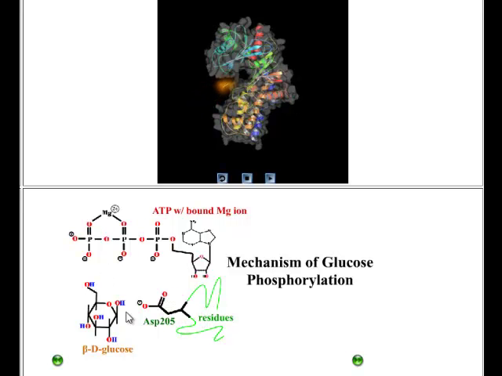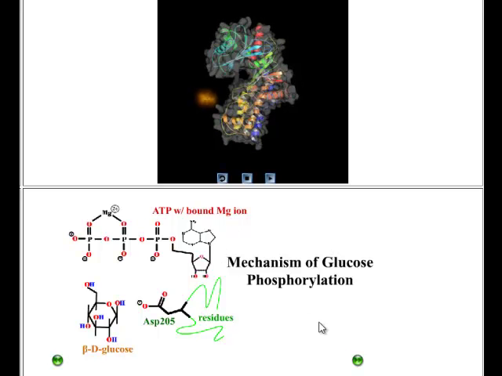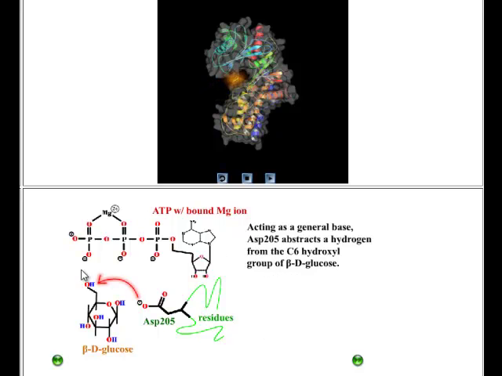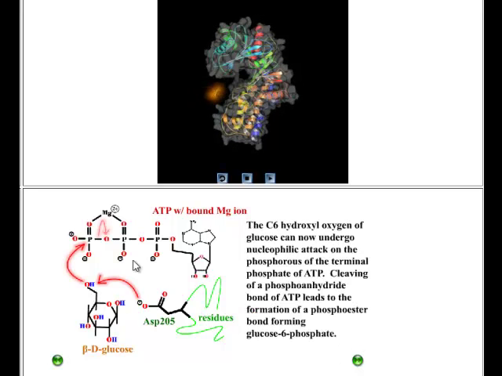When the substrates bind, we see that induced fit mechanism that we talked about before, where the enzyme clamps down around the substrate so that even water is excluded from the active site. In this case, that leads to a very close interaction between the aspartic acid's carboxyl functional group and the glucose molecule. And the carboxyl group essentially picks off a proton from the number 6 carbon's hydroxyl group. This activates that oxygen to attack the terminal phosphate group of ATP, which is sitting right next to it.